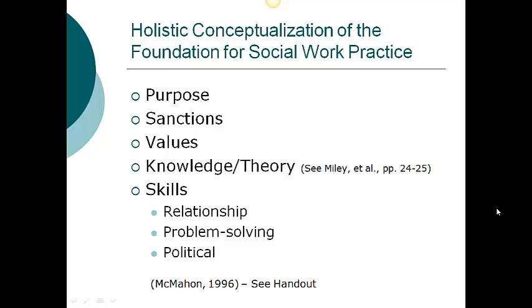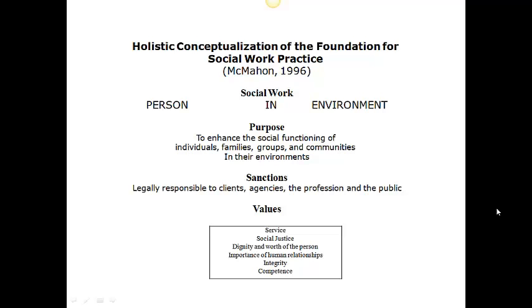McMahon's holistic conceptualization of social work provides a summary of the specific components of the profession in kind of a schematic presentation. This schematic is in the handout that you will find in Doc Sharing as well as in this section. So it includes the purpose, sanctions, values, knowledge and theory, skills such as relationship skills, problem solving, and political skills. I don't want to spend too much time on this, but this is an important overview of the profession, and this is from the handout. This pretty much provides the outline for Social Work Practice 1, which is social work with individuals, families, and small groups, and Social Work Practice 2, which focuses more on macro practice, practice with communities, organizations, and societies.